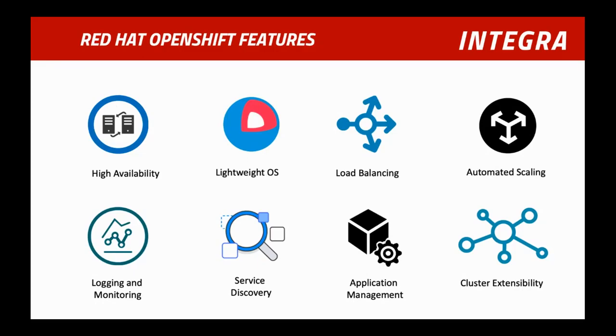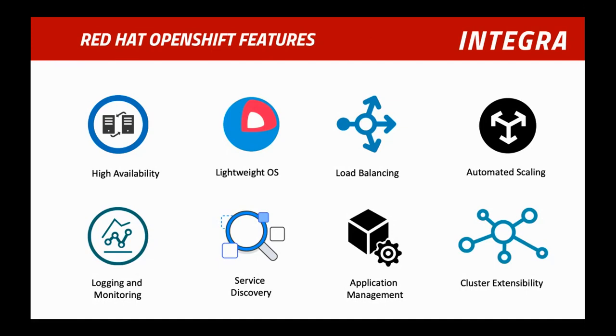OpenShift can even integrate with external cloud provider load balancers. Basically, the internal load balancer is built out of HAProxy, and the external one can depend on the cloud provider that you're using. OpenShift can provide auto-scaling and self-healing for user applications as well as for internal applications. Auto-scaling can even scale the worker nodes that are running user applications.